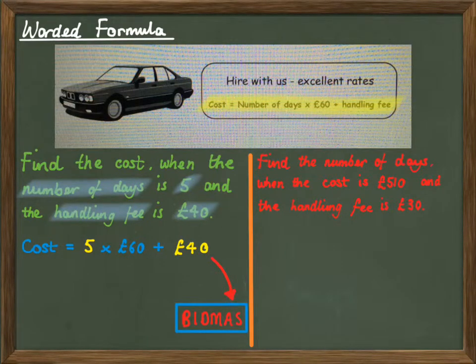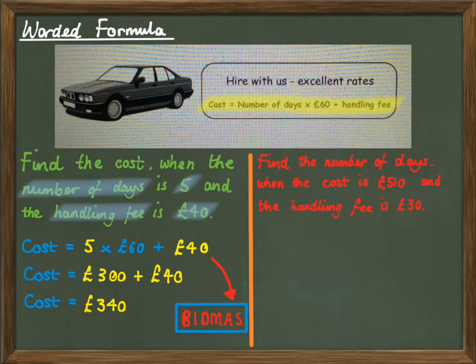Right, now I've written down the bottom BIDMAS. You don't do 60 plus 40 first of all. Remember, BIDMAS: brackets, indices, division, multiply, add, subtract. So multiply comes before add. So I'm going to do 5 times 60 first of all, which is 300. This can be calculator or non-calculator. If it's non-calculator, 5 times 6 is 30, and then add a 0 on the end is 300, plus £40. So the cost equals 300 plus 40 is 340.